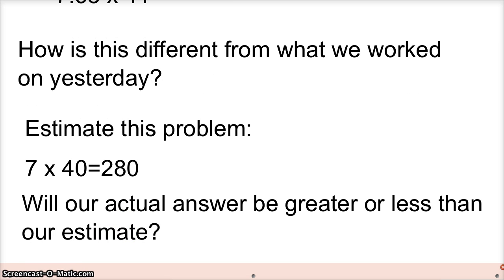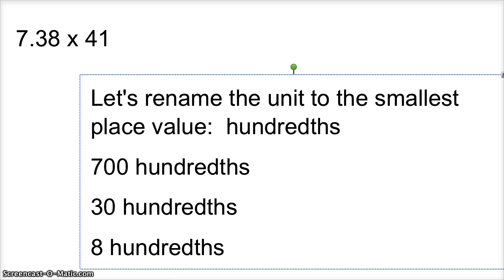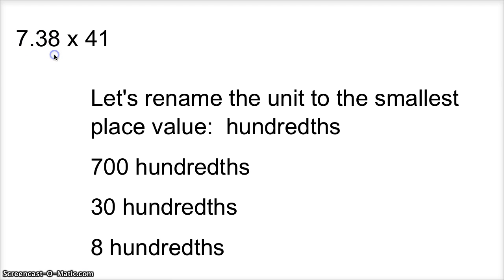So those steps are what we're going to work on, and we're going to solve this problem by using an area model first and then the standard algorithm. Okay, the first step is to rename the unit to the smallest place value. So I'm looking at this and I see that the hundredths is the smallest. So I'm going to rename that as 738 hundredths. So that makes that 700 hundredths, 30 hundredths, and 8 hundredths. I'm just breaking apart each digit. And I'm using hundredths because that is my smallest unit.